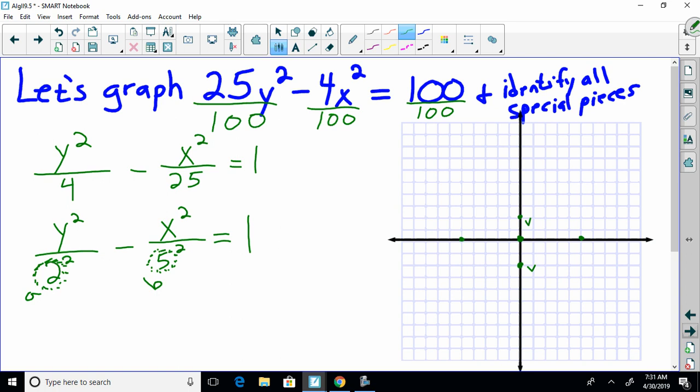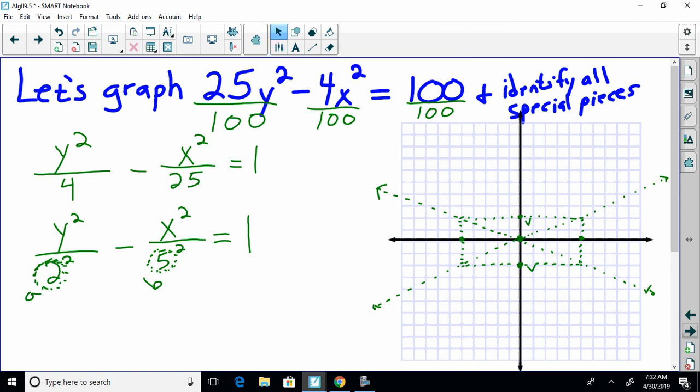Next, you would draw a dotted rectangle through the two vertices and those 2 points. Then you sketch in the asymptotes. The asymptotes go through the center and the corners of the dotted rectangle. Speeding up a little bit here. And folks, that is the framework for your hyperbola. Now we can draw it in.